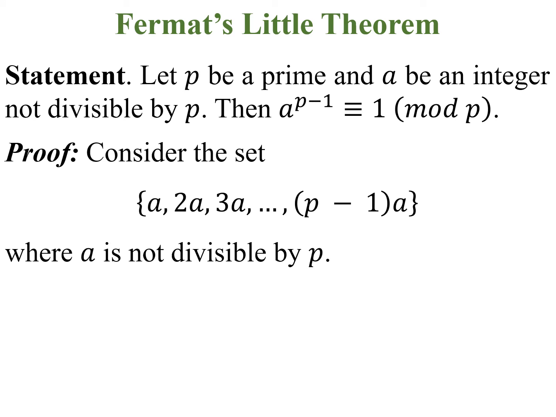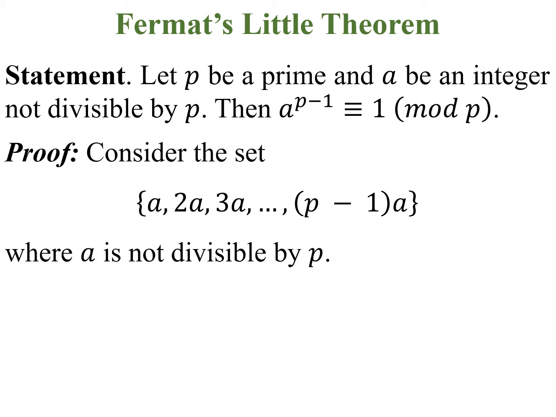Here A is not divisible by P. That is the hypothesis for this theorem, the given thing in this theorem. A is not divisible by P, and 1, 2, 3 up to P minus 1, none of them is divisible by P either. Therefore, none of the elements in the set is divisible by P. And P is a prime.